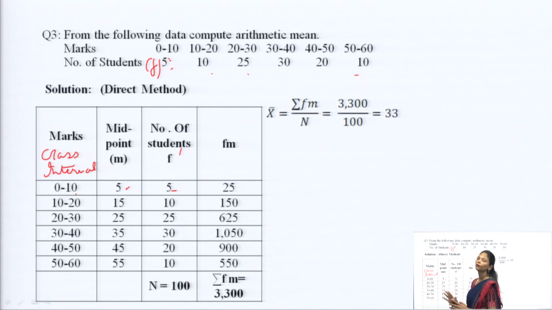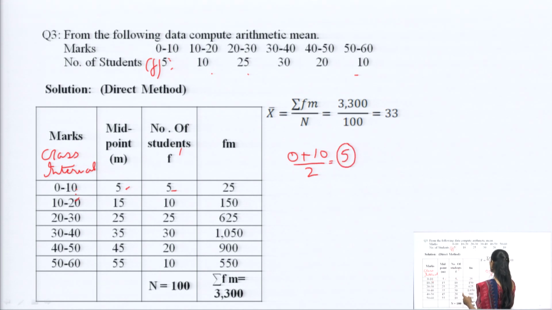Now, what is called a midpoint? When we have these kinds of questions, when the class interval is given to you, you are supposed to find the midpoint. We take the midpoint of the class interval. That means 10 and 0. What is the midpoint between 10 and 0? If we count, 5 is the midpoint. 5 is the number which is in the middle of 0 and 10. We calculate the midpoint by doing 0 plus 10 divided by 2, which is equal to 5. So this 5 becomes the midpoint here.